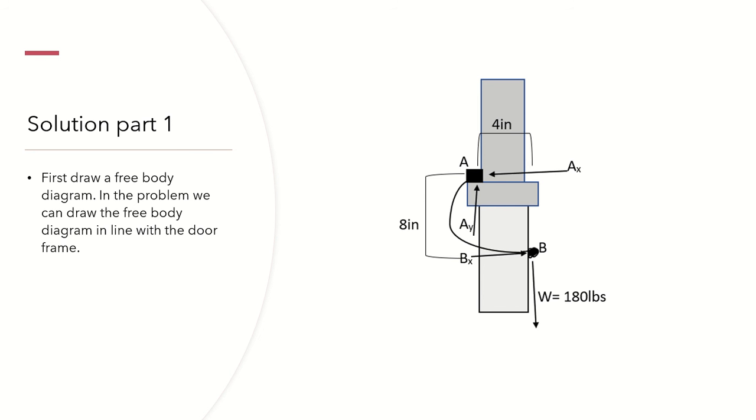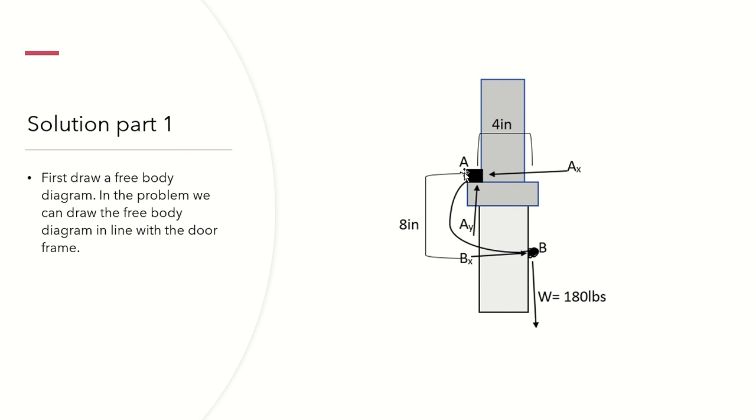To solve this problem, first off, you're going to want to draw a free body diagram. This is the model for the door frame. The solid part is where it's solid across the top, and this lighter part is where the door is, where you walk through, and then there are solid studs on either side of the door.